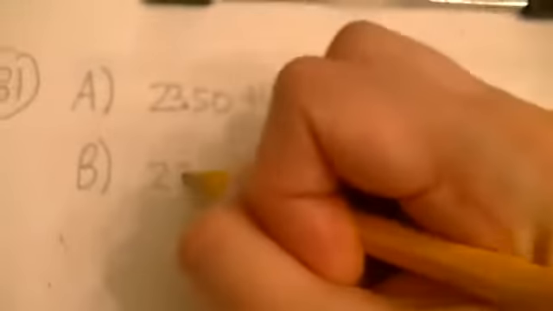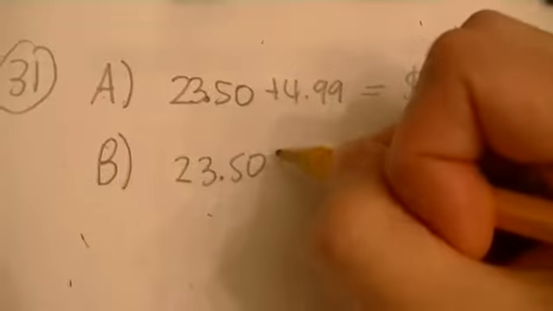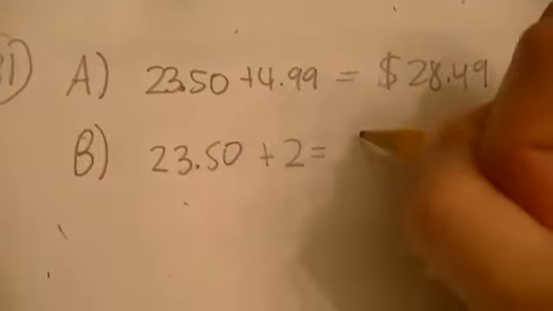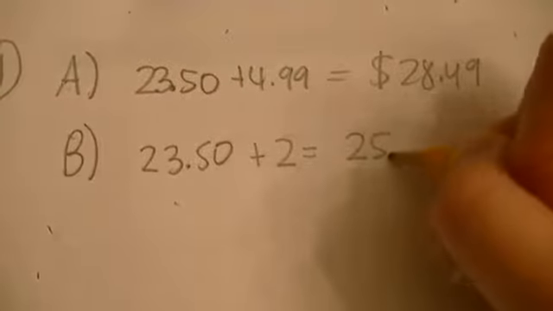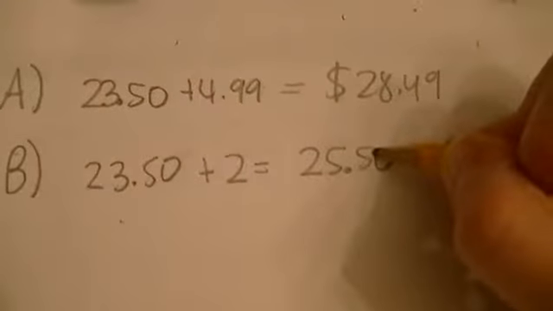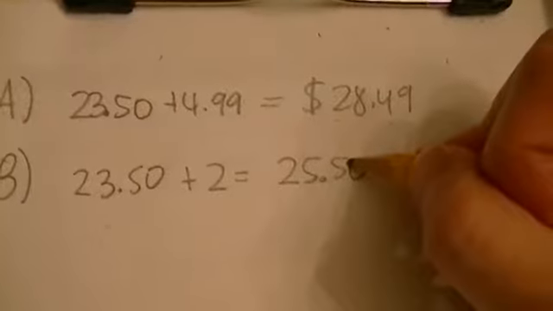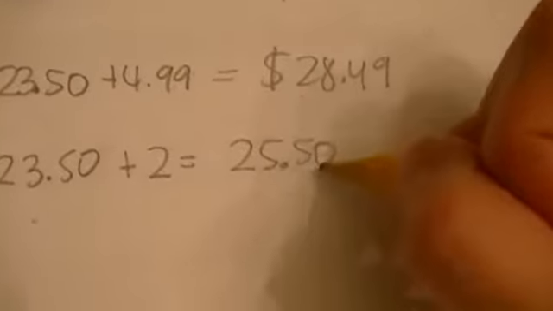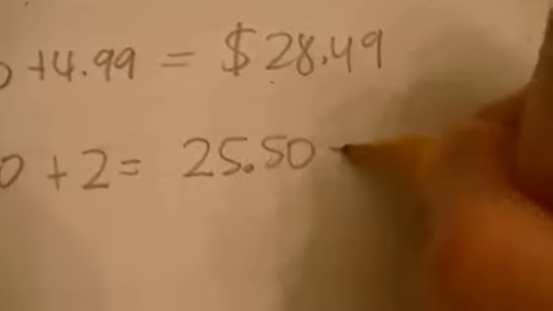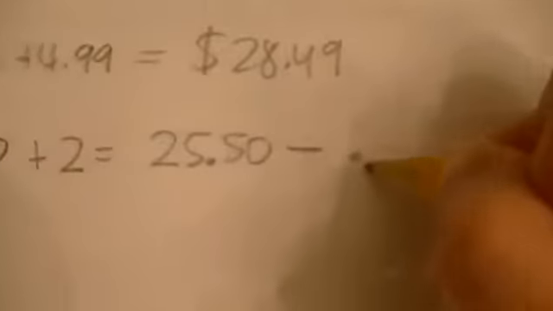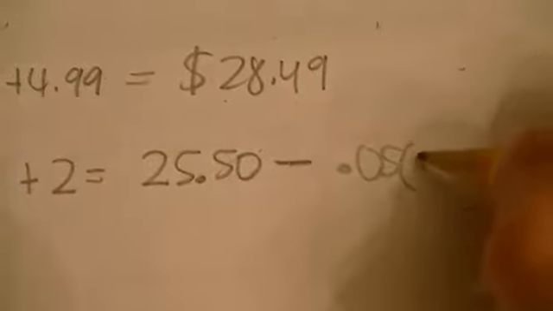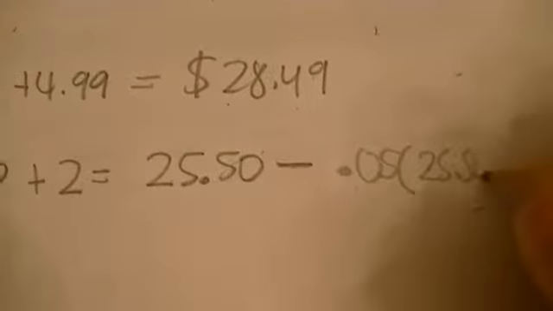Okay, so here's that book. Upgrading it to hardcover is $2 more. So here's the amount of that hardcover book. And remember, deal number 1 says you get 5% off the purchase. So here's that purchase. You're going to subtract 5% of that. So 5% as a decimal is 0.05 times that $25.50.